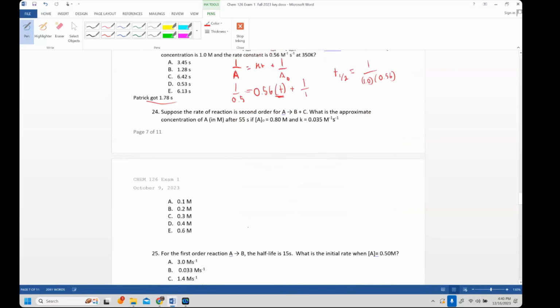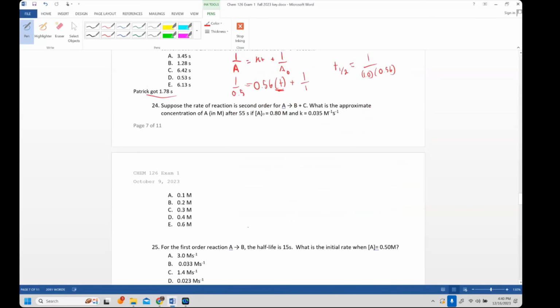Okay, moving on. So number 24, suppose the rate of the reaction is second order for A equals B plus C. What is the approximate concentration of A after 55 seconds? So same thing, second order integrated rate law. It's right here, so we can just plug it in. So what is the approximate concentration of A?